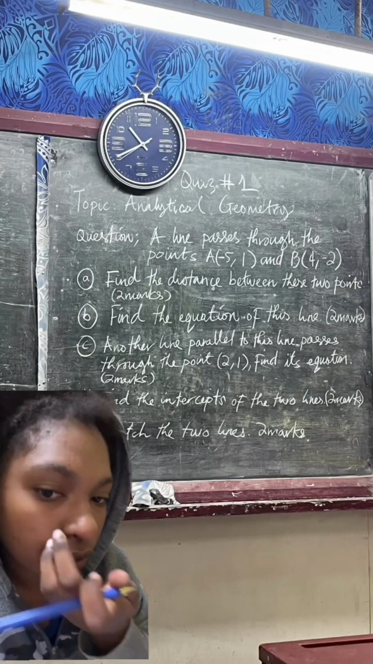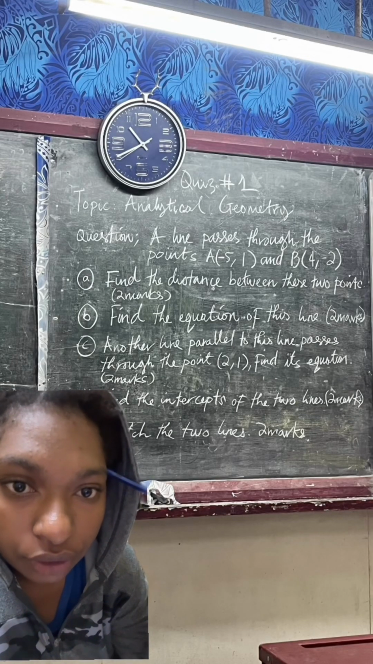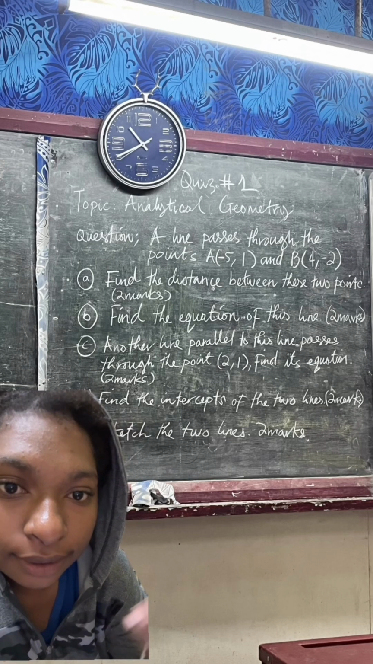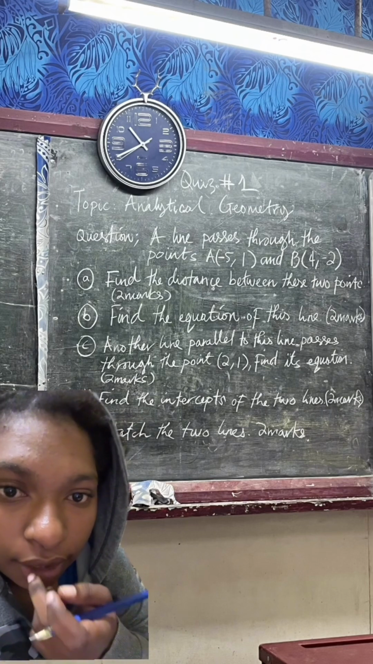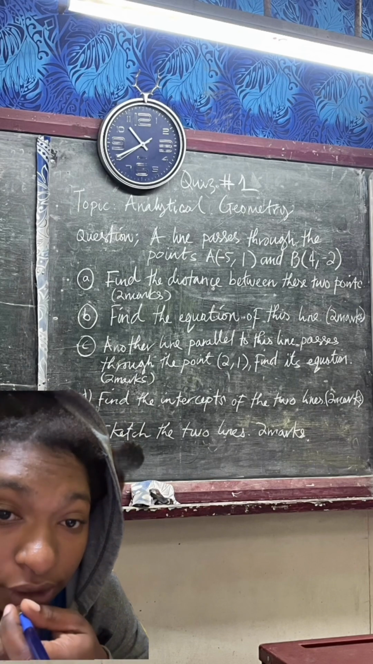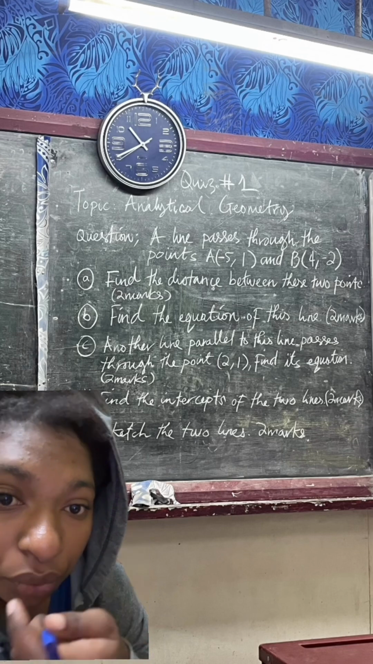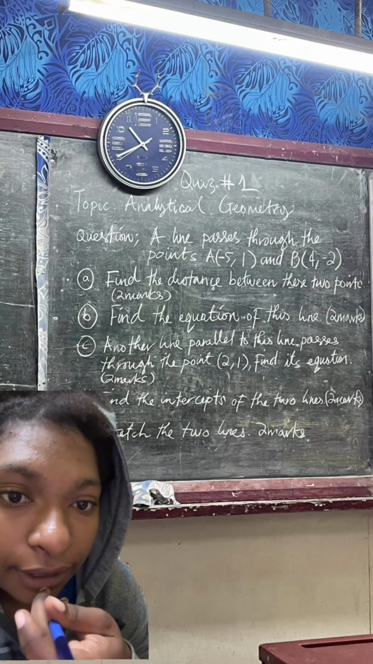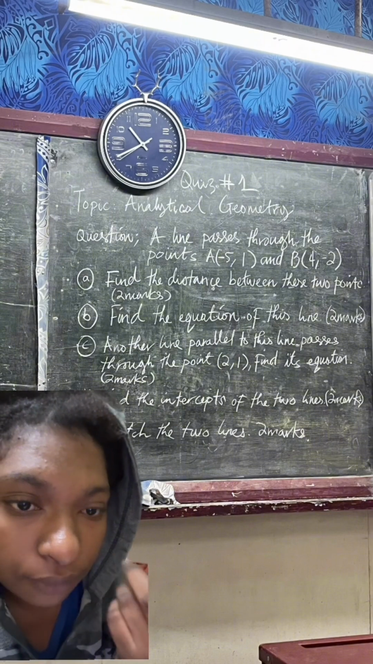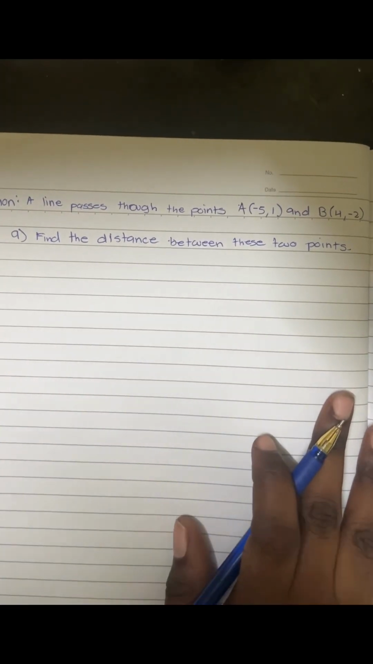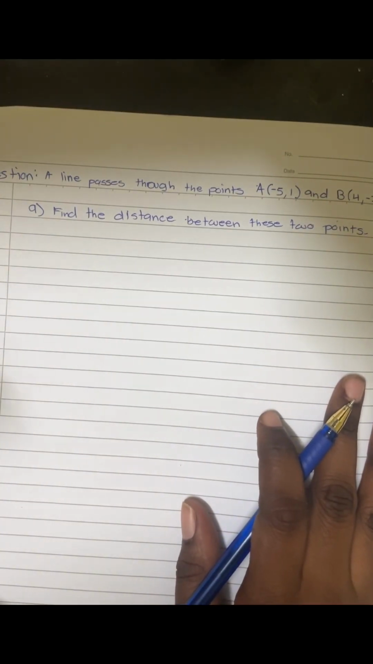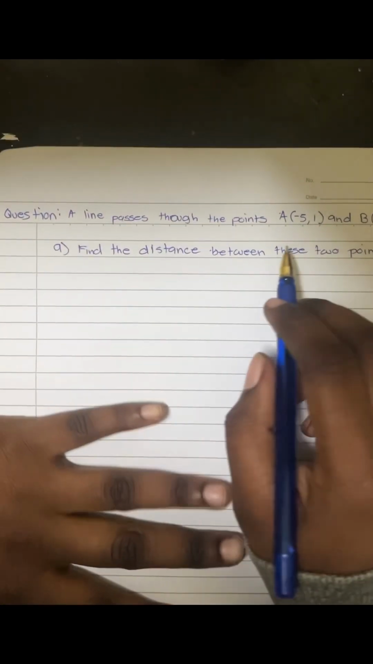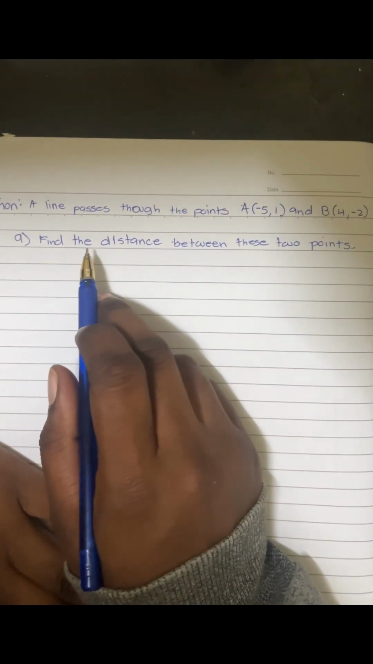Okay guys, I want to redo this quiz we did on Thursday. It's about analytical geometry, and the question is, a line passes through the point A, which is (-5, 1), and point B, which is (4, -2). Our first question is, find the distance between these two points.